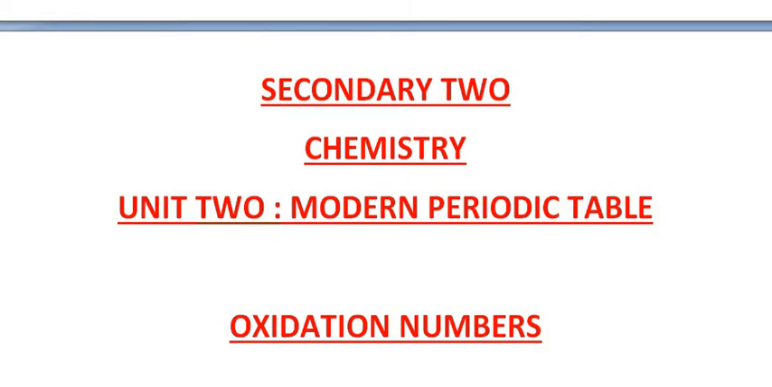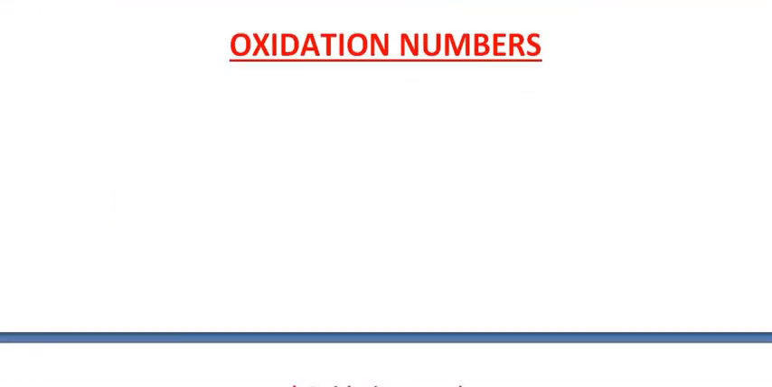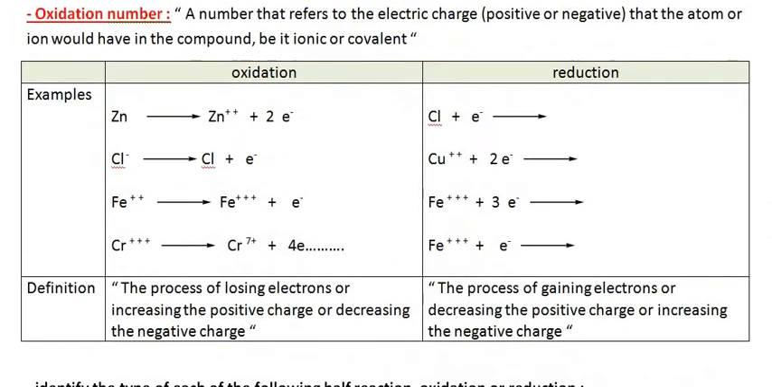Now, to the end of this unit: oxidation numbers. When an atom loses electrons, we say that an oxidation process occurs to this atom. Oxidation means loss of electrons. On the other hand, when an atom gains electrons, we say that a reduction process occurs for this atom.